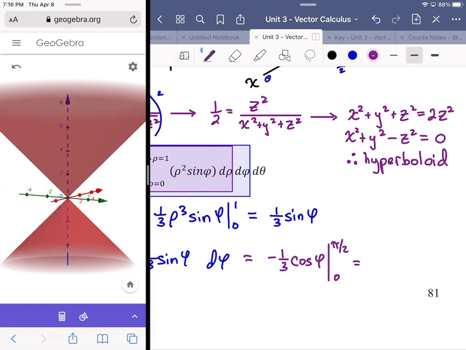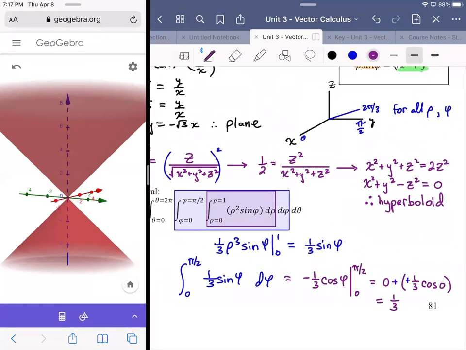All right. So 1/3 cosine of pi over 2. Well, cosine of pi over 2 is 0. So 0 minus negative 1/3 cosine of 0. Well, that's not equal to 0. Two negatives make a positive. And so we get a result of 1. I'm sorry, third. Right, cosine of 0 is 1, but then it still has the multiplier of 1/3.